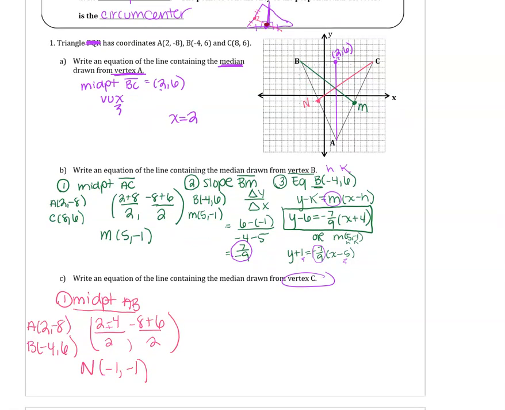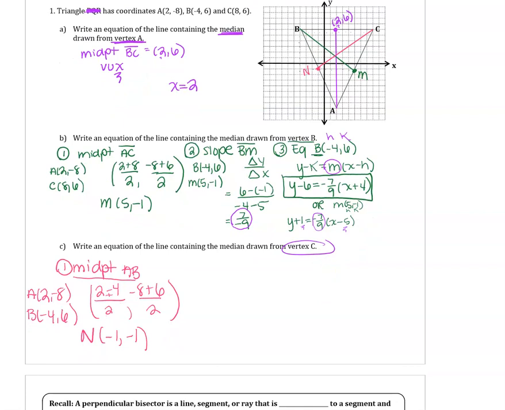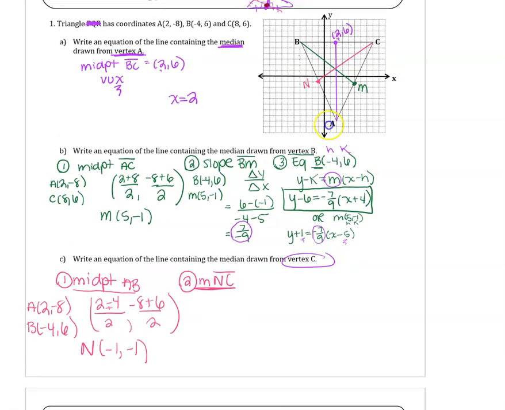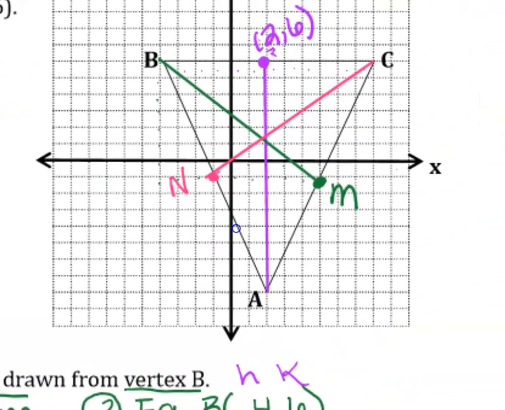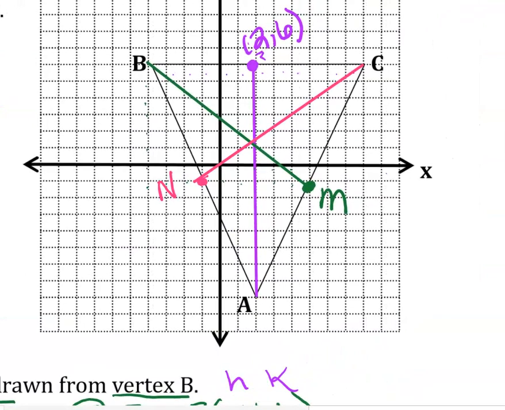Okay, so then next, I've got to find the slope of that line. So I'm finding the slope of NC. Now for this, just to show you how I can do rise over run, I'm going to zoom in here. I'm going to go from N to C.